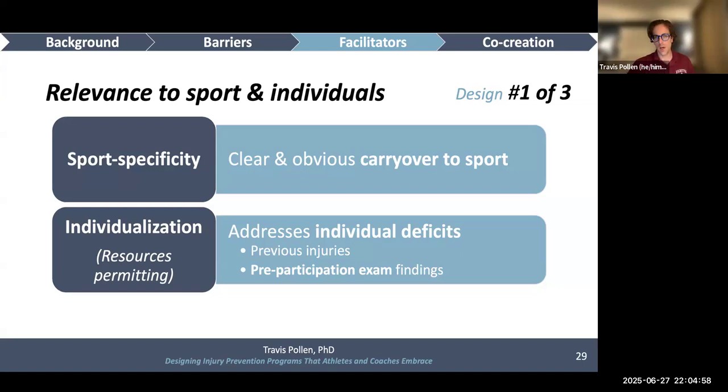The next relevance piece here is individualization, and this is going to be resources permitting. But in an ideal world, we can address each athlete's unique deficits. So that might be based on previous injuries that they've had. That might be on findings from a pre-participation exam. I recognize that it's not always realistic in every setting to conduct pre-participation examinations or to get a solid injury history. But if you can, and if you can individualize the program, at least to an extent in that way, then the athletes might be more motivated when they know the program is uniquely designed for them.